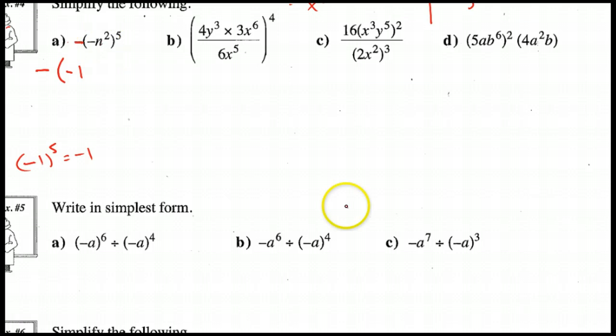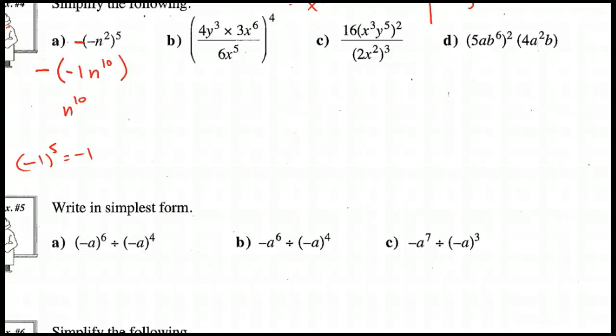And then n to the power of 2 to the power of 5 gives me n to the power of 10. Okay, now I have a negative times a negative. That's going to give me a +1. Well, +1, I don't have to write it down, so it's just n to the 10. Okay, let's look at this one.